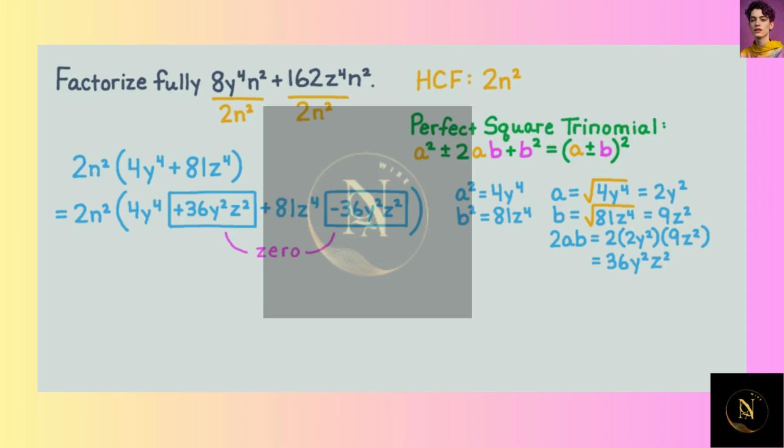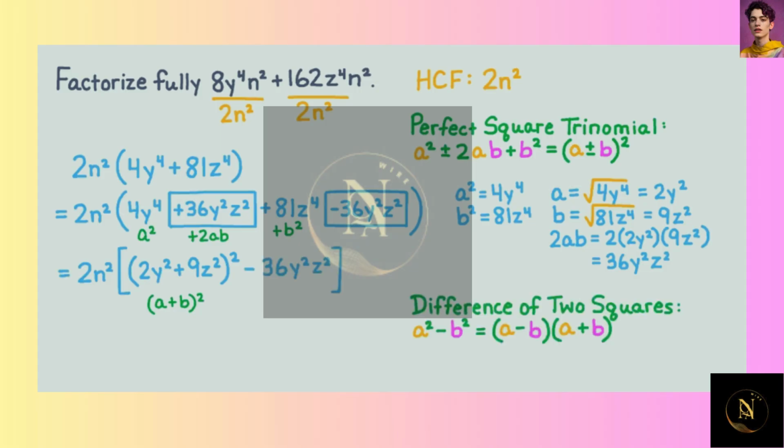Our expression with these new terms is 2n squared times 4y to the fourth power plus 36y squared z squared plus 81z to the fourth power minus 36y squared z squared. We can now factor the first three terms in the parentheses as a perfect square trinomial, giving us 2y squared plus 9z squared, squared.